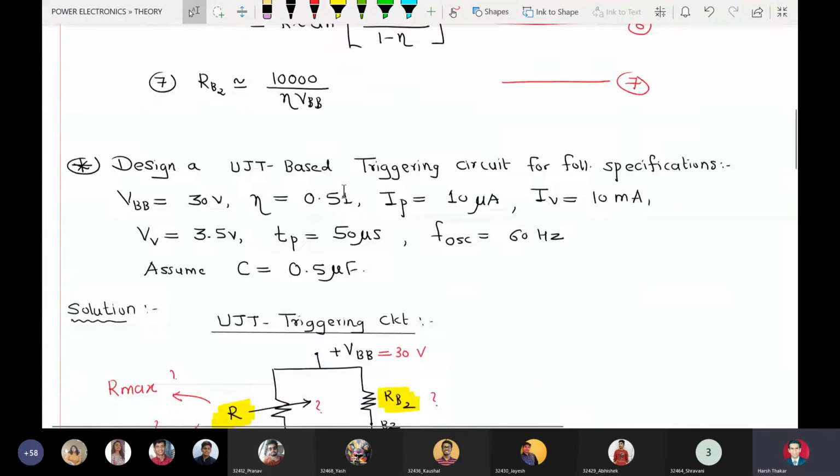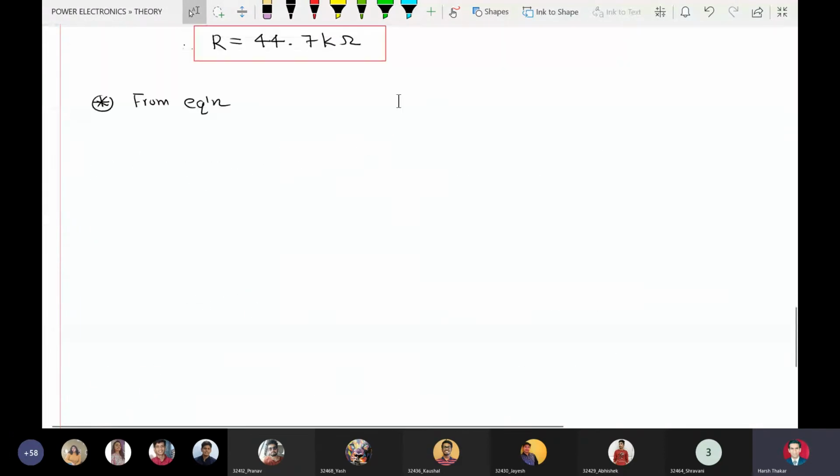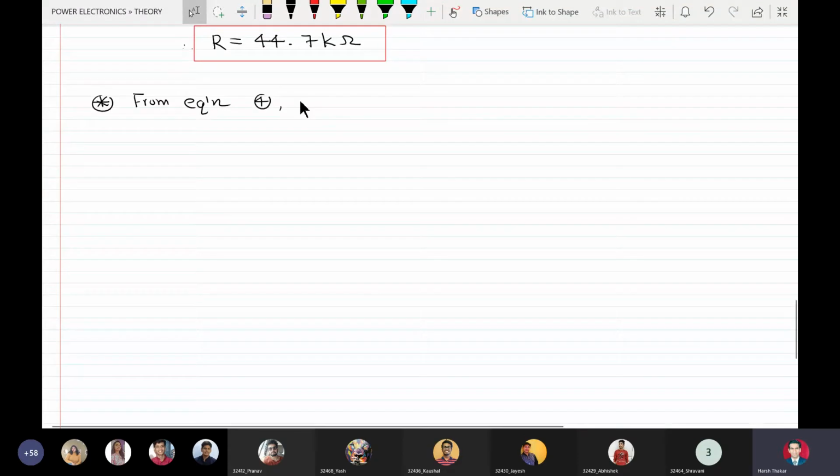From equation number 4 and 5, R max should be less than or equal to VBB minus VP by IP.